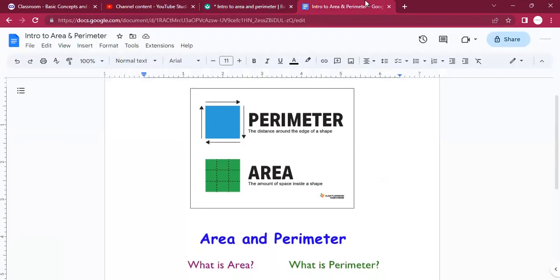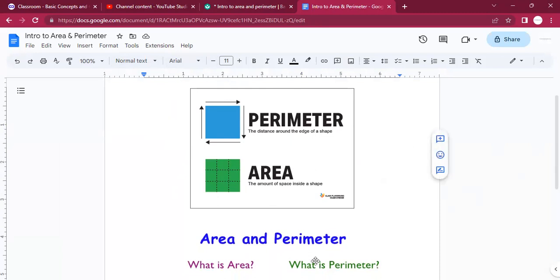So what is perimeter? Perimeter is the distance around a shape. If there was a square park by my house and I wanted to walk around it, that's perimeter. How many feet or inches or miles would that be? An area is the space within the park. How big is it? How many square feet? Inches squared, centimeters squared, miles squared.